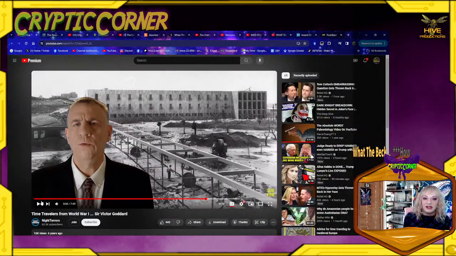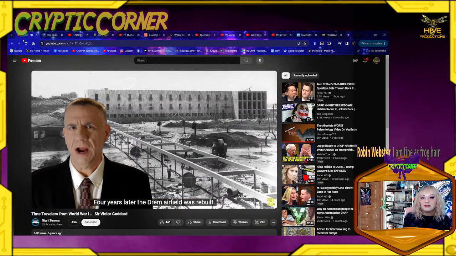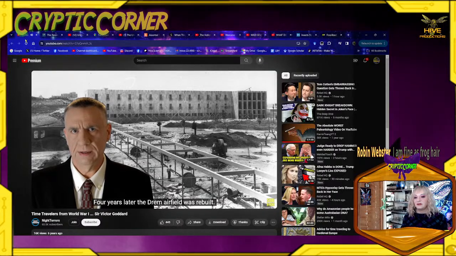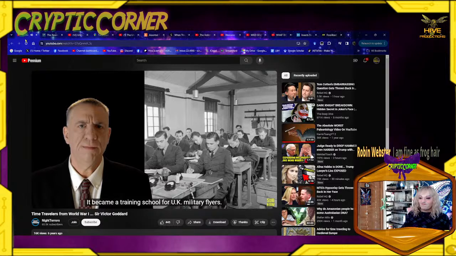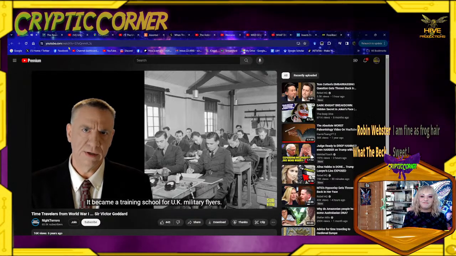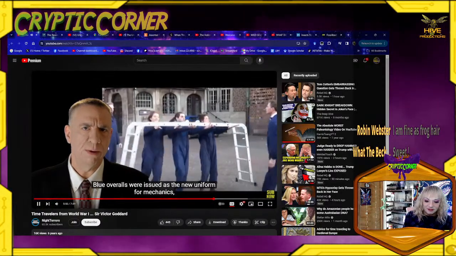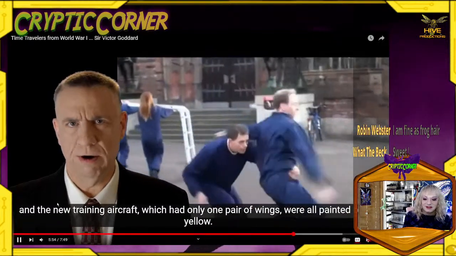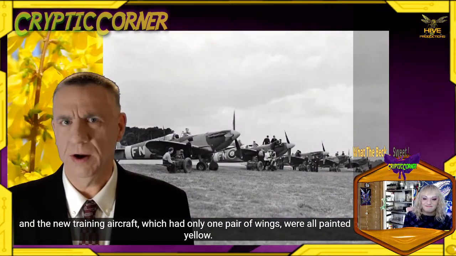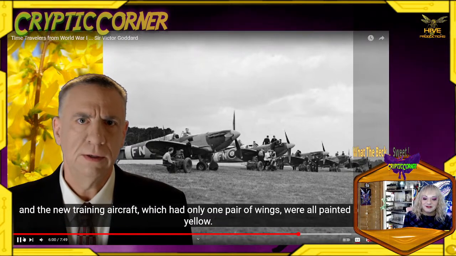I've distracted enough. Four years later, the Drem airfield was rebuilt. It became a training school for UK military flyers. Blue overalls were issued as the new uniform for mechanics. And the new training aircraft, which had only one pair of wings, were all painted bright yellow.